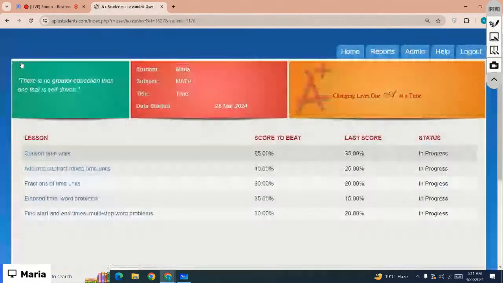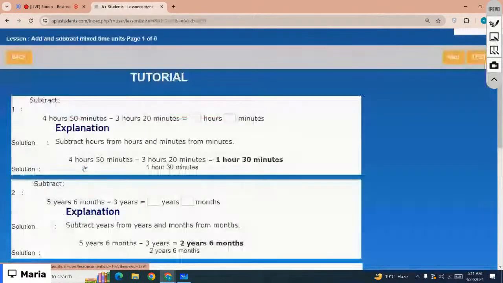The next one is add and subtract mixed time units. So you always add the same things, right? You add minutes to minutes and hours to hours, right?